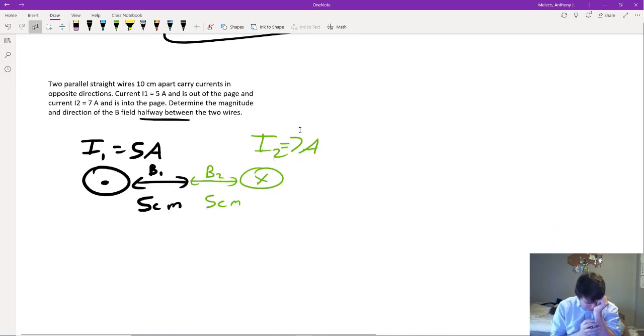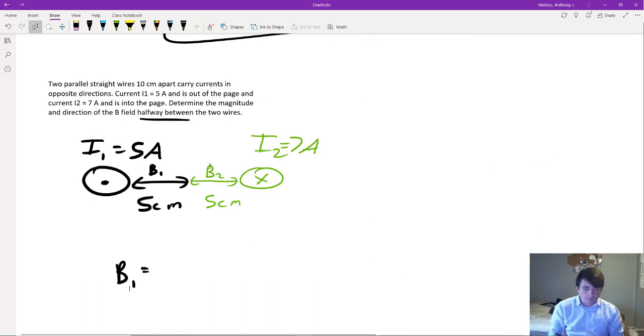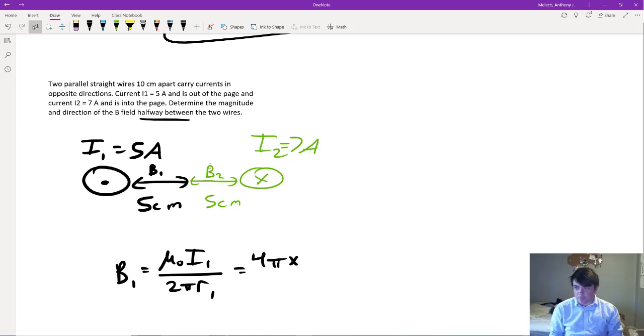Let's go ahead and start with the direction. Actually, direction matters in this case, so let's do direction last. Let's do the magnitude first. We're going to do what we did in the previous problem, where it's just this equation, but twice. So B1 is a function of mu naught, like they all are, I1 over 2 pi R1. And mu naught is 4 pi times 10 to the minus 7.